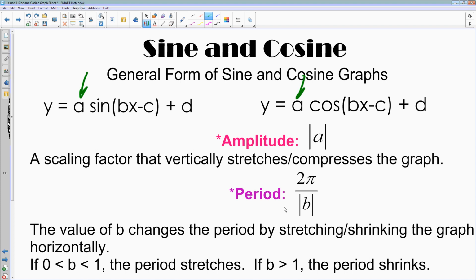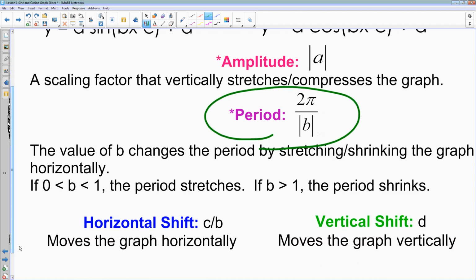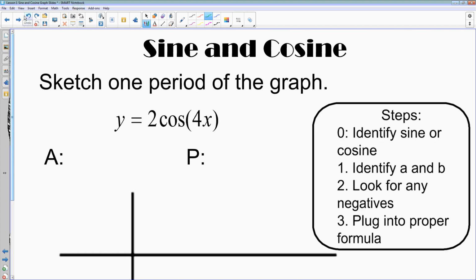Your period always follows this formula, so you're going to want to have that written down. To find the period, how long we are sketching for, we do 2 pi divided by the absolute value of b, and b is the coefficient of your x. The value of b changes the period by stretching and shrinking the graph horizontally. So if you have a b value between 0 and 1, that period is going to be stretched, and if you have a b that's greater than 1, your period is going to shrink. And then we'll talk about horizontal shifts and vertical shifts later, but horizontal shifts are c over b, and vertical shifts are d.